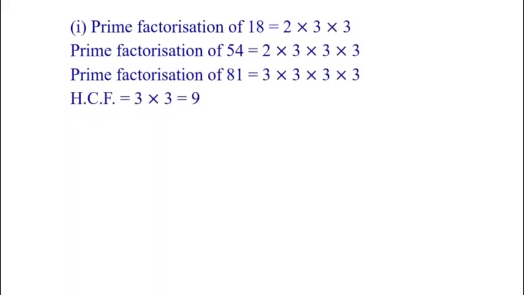Next, we have to find the SCF of 18, 54 and 81. Prime factorization of 18 is equal to 2 into 3 into 3. Prime factorization of 54 is equal to 2 into 3 into 3 into 3. Prime factorization of 81 is equal to 3 into 3 into 3 into 3. So SCF of 18, 54 and 81 is equal to 3 into 3, that is equal to 9.